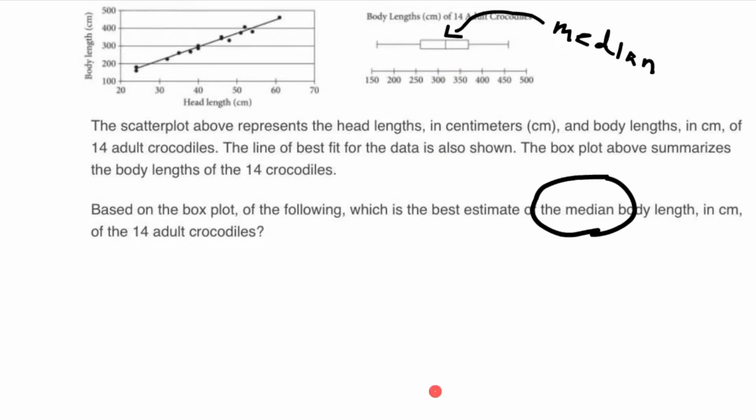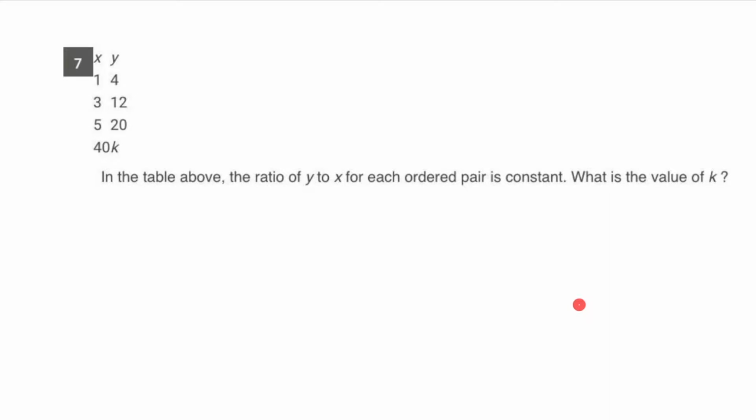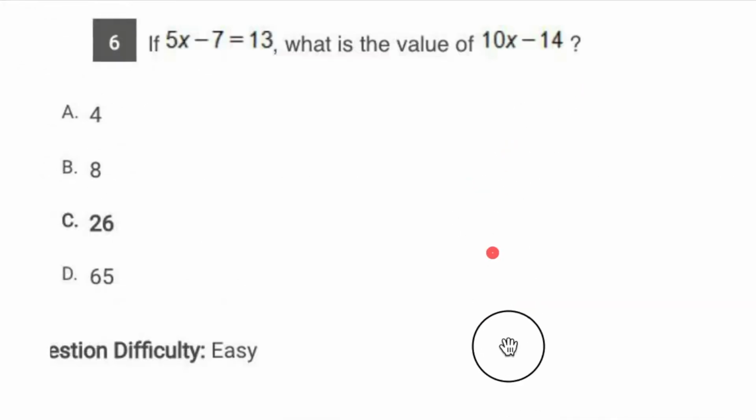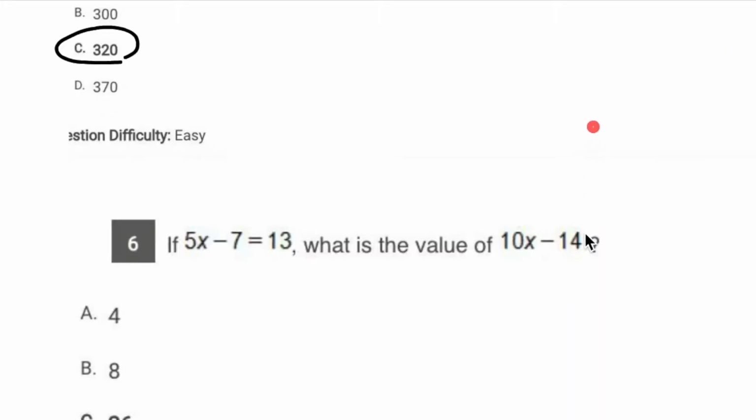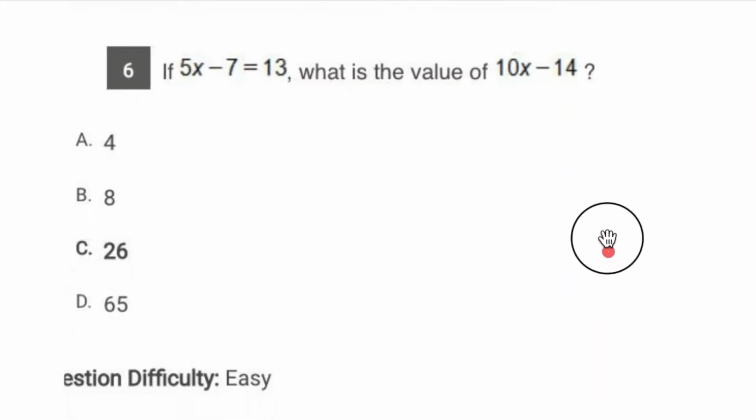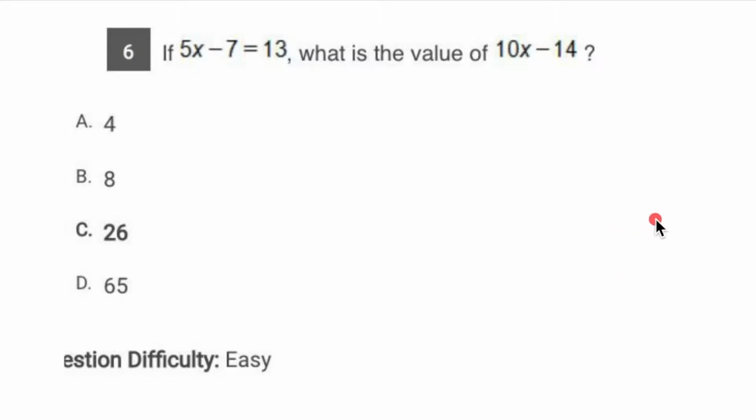And again, the answer choices are on the next page, so hold on one sec. Let's look here. Our answer choices are 260, 300, 320, and 370. Remember, we said it wasn't quite 350, so the best answer choice for this one is going to be 320. Another easy problem. So you can see how many easy ones there are. You want to really try to get those easy ones, double check them, don't rush through those.